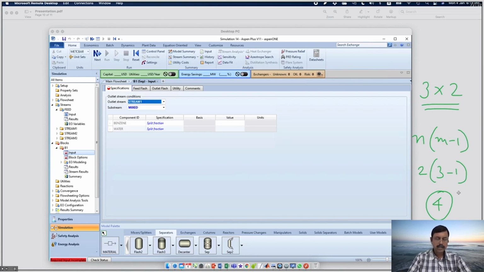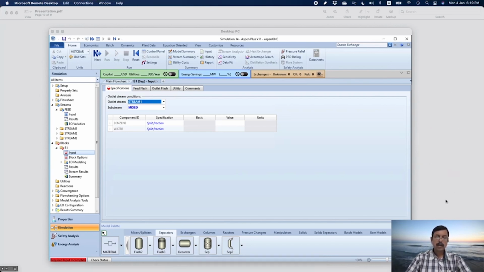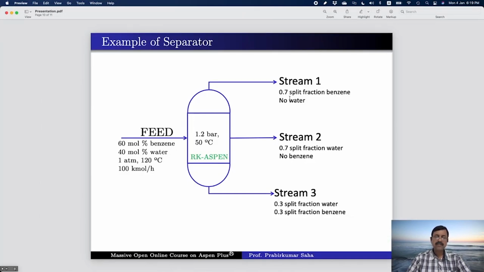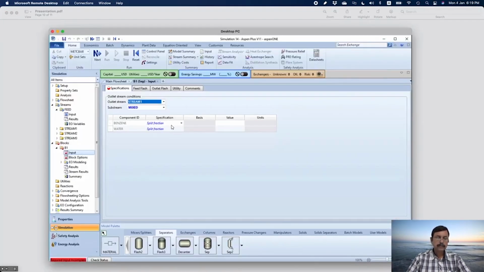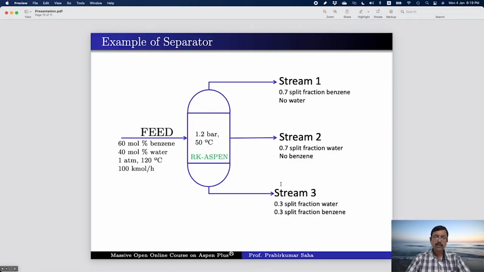What is the other information that we have? For stream 1, we have 0.7 split fraction of benzene, and it should not have any water. So I do not want any water to go into stream 1. Similarly, I do not want any benzene to go to stream 2. So stream 2 should have no benzene, all water.